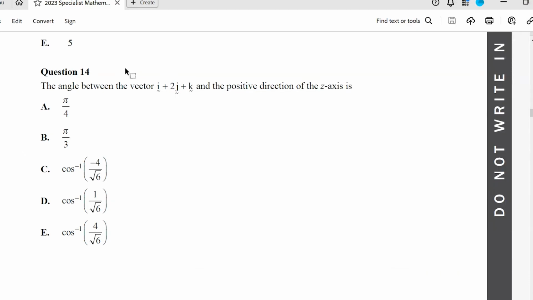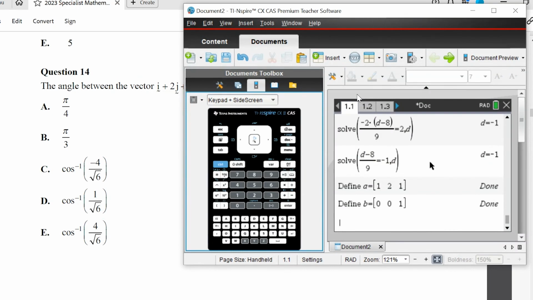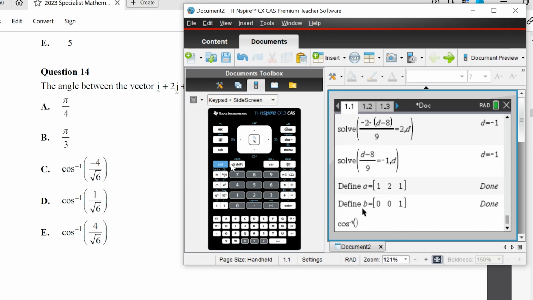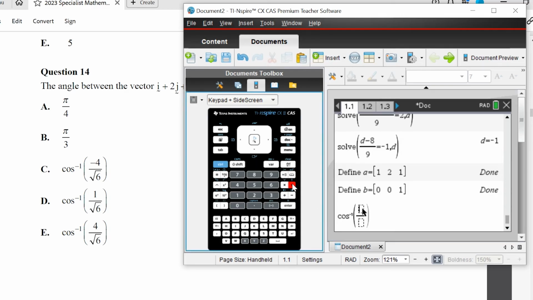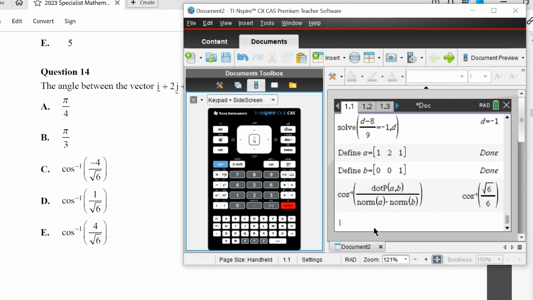Okay, I just need any vector that's just in the positive direction of the z-axis and find the angle between those two. So I'm going to do the inverse cosine of dot product of a and b. And on the bottom, the norm of a times the norm of b. Norm of b is just going to be 1. But anyway, and what do we got? Inverse cosine root 6 over 6, so option D.